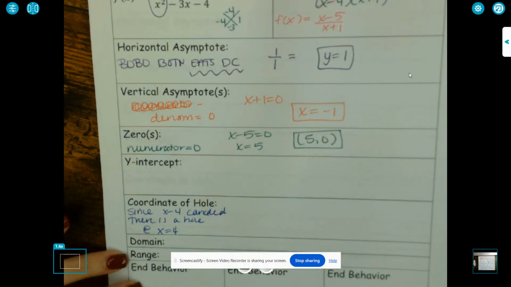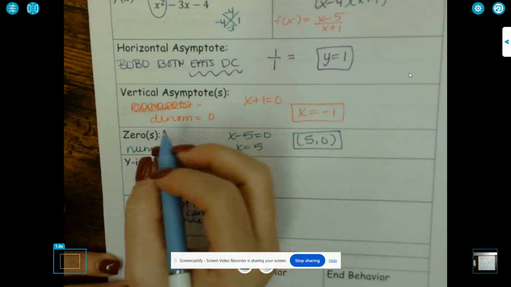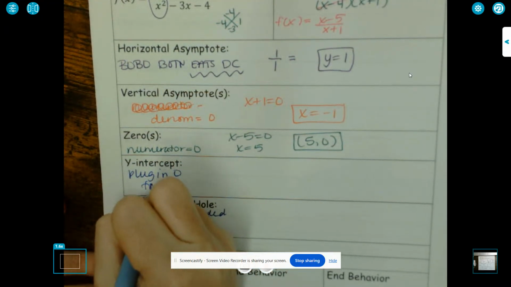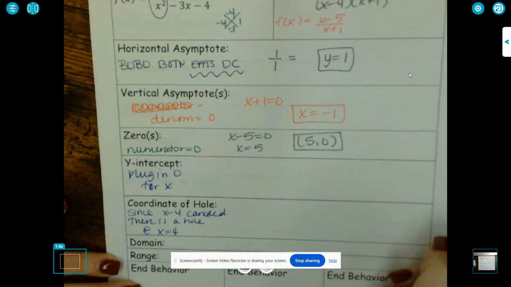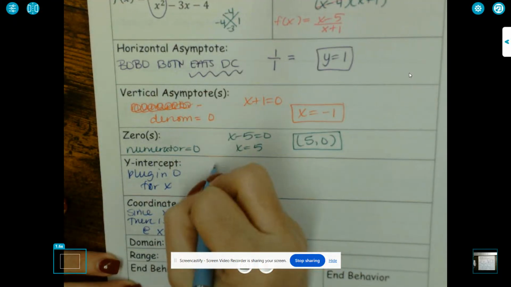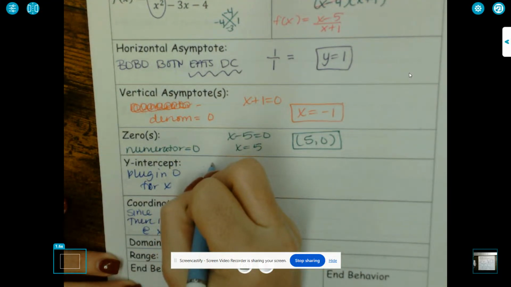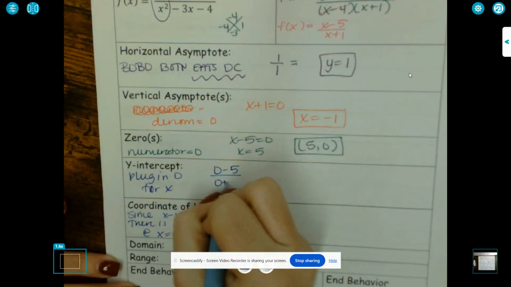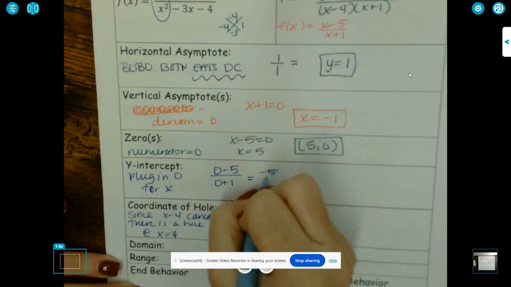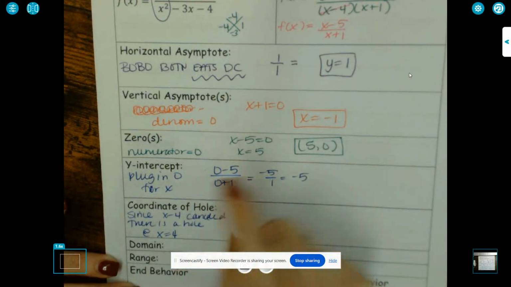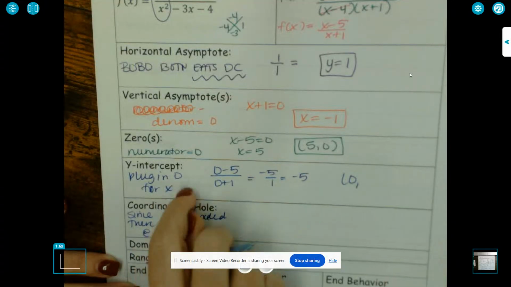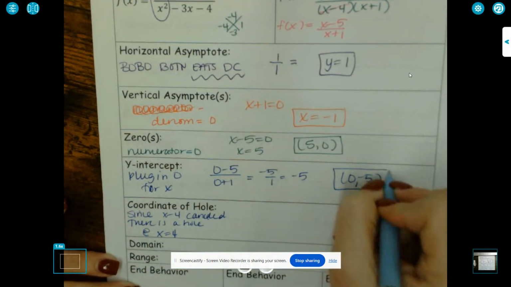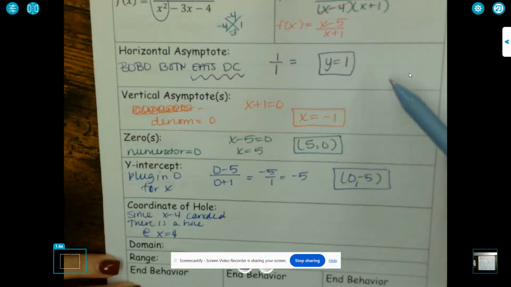The y-intercept is also an ordered pair. For the y-intercept, we plug in 0 for x. That gives me 0 minus 5 over 0 plus 1, which is -5 over 1, or -5. The y-intercept has a 0 x value. We plugged in 0 for x, and we got -5. So our y-intercept is 0, -5. All right, line, line, point, point.